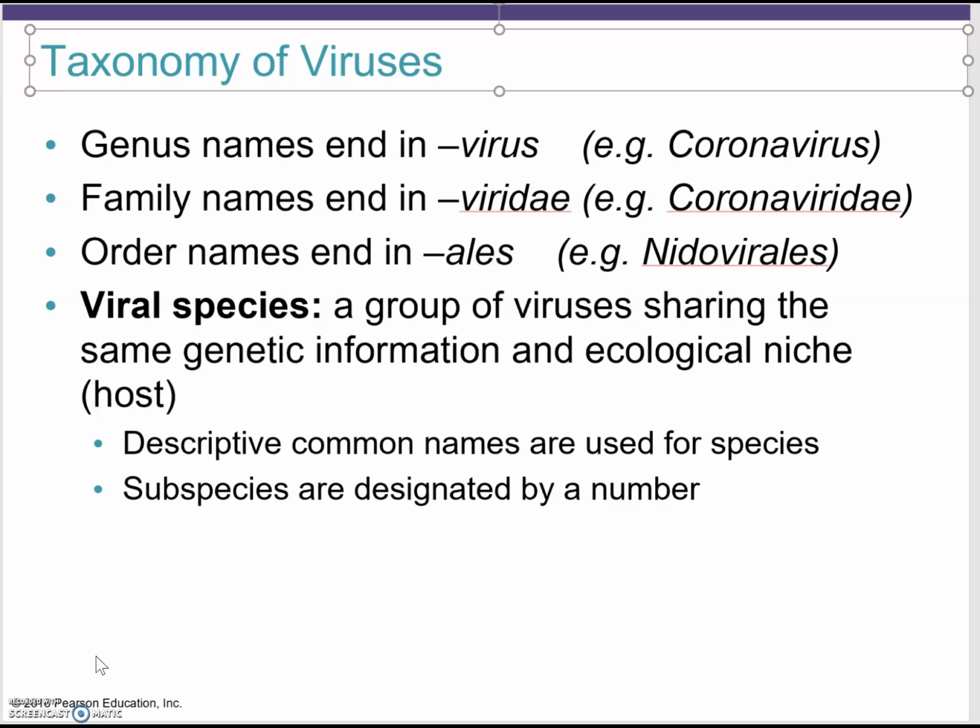And so technically, a viral species is defined as a group of viruses sharing the same genetic information and ecological niche, i.e. the host that they infect. And you can also sometimes use descriptive common names for certain species. And sometimes viruses have subspecies that are then listed by numbers, for example, herpes simplex virus type 1 or type 2 and so forth.